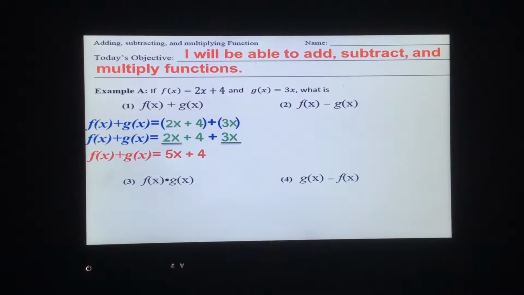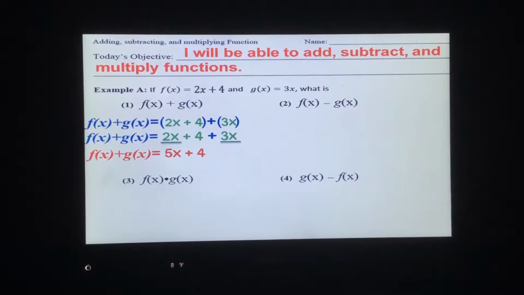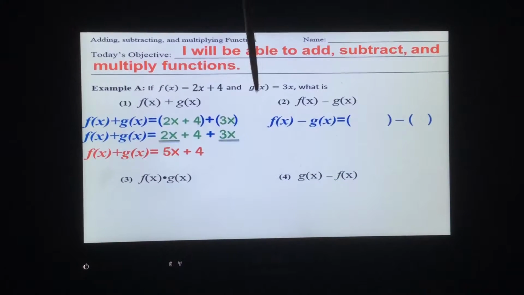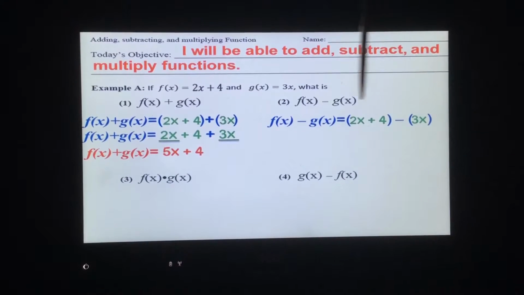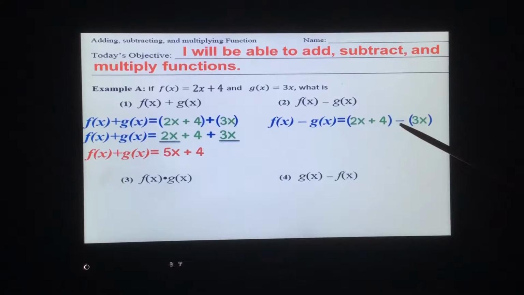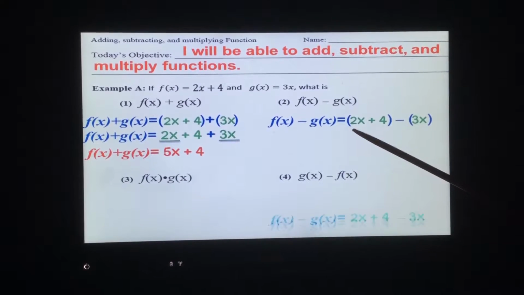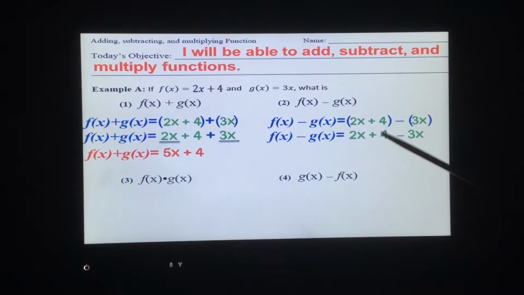Number 2 is asking us to subtract the functions. So again, f of x minus g of x: f of x is just the 2x plus 4, and g of x is just the 3x. So they just want us to subtract them now. Over here, this is negative 1, and negative 1 times 3 is just negative 3. We don't really need these parentheses because there's nothing out in front of it. So this is going to wind up being 2x plus 4 minus 3x.